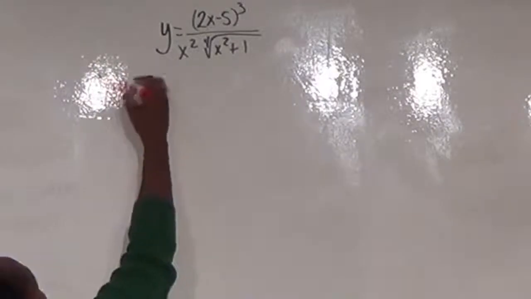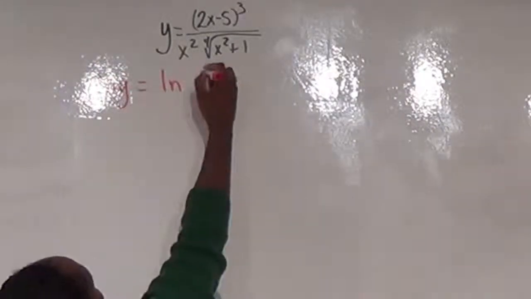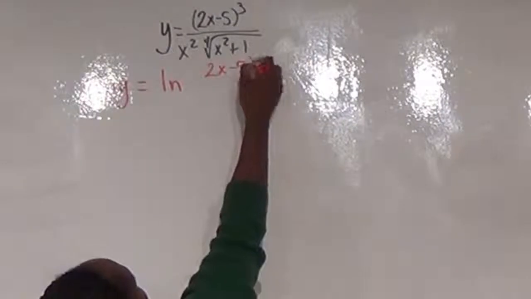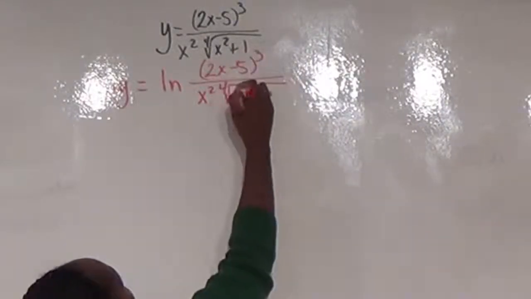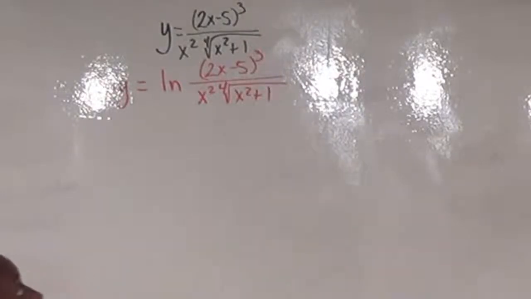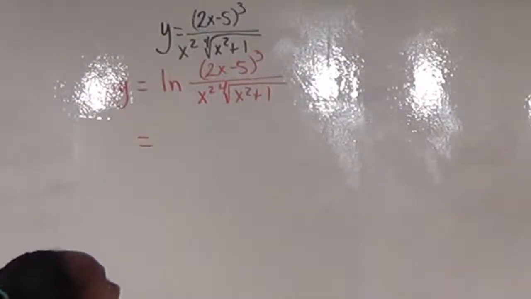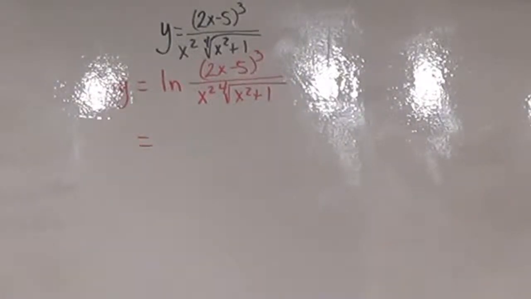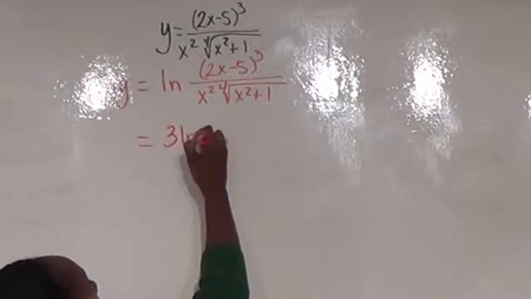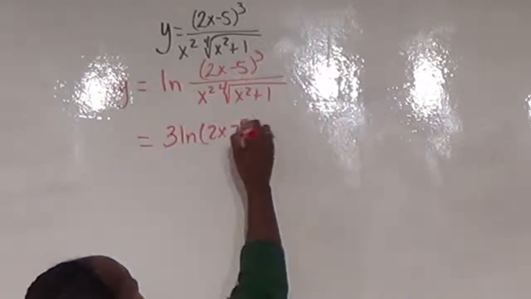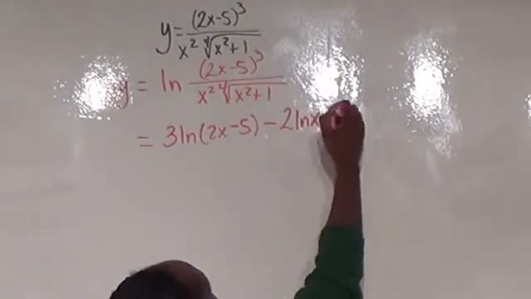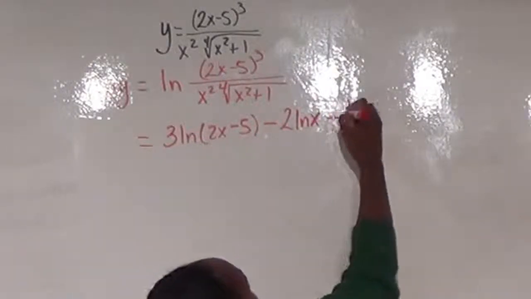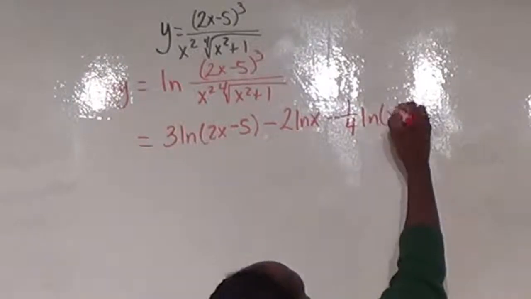So taking the natural log of both sides, we can see using our properties, the right-hand side is going to expand to 3 natural log of 2x minus 5 minus 2 natural log of x minus 1/4 natural log of x squared plus 1.